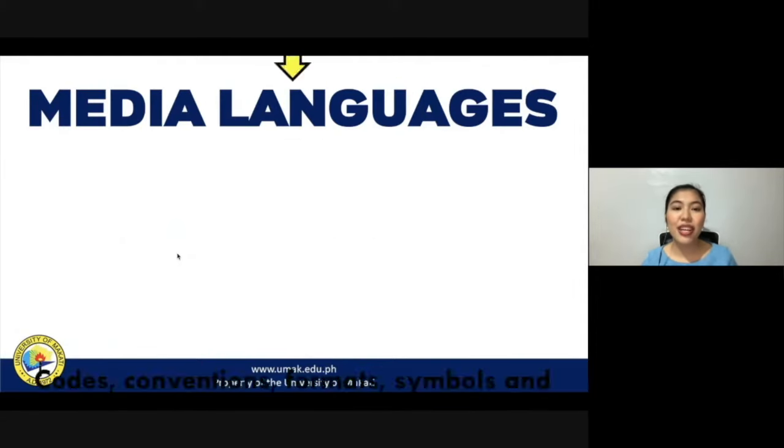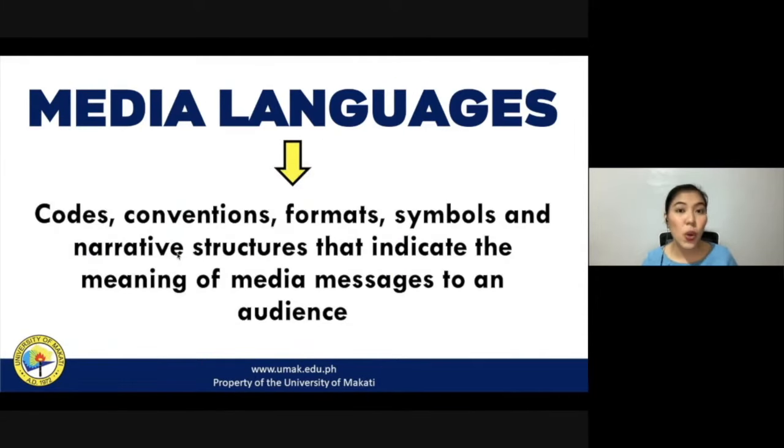Media languages, therefore, is described as the codes, conventions, formats, symbols, and narrative structures that indicate the meaning of media messages to an audience. It is what helps you understand the intention, the meaning behind different media formats, because that is what the producers of that particular media output want you to feel, to understand, to interpret, or to learn from that particular media product.